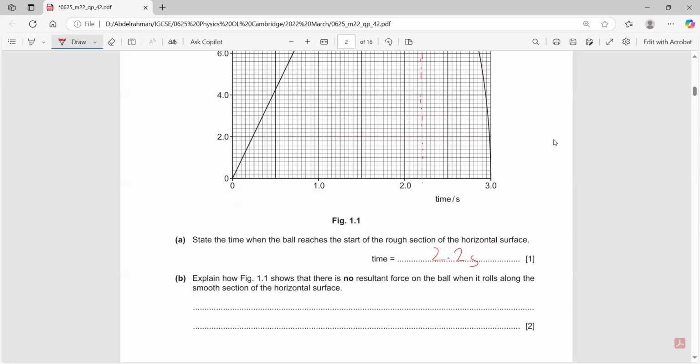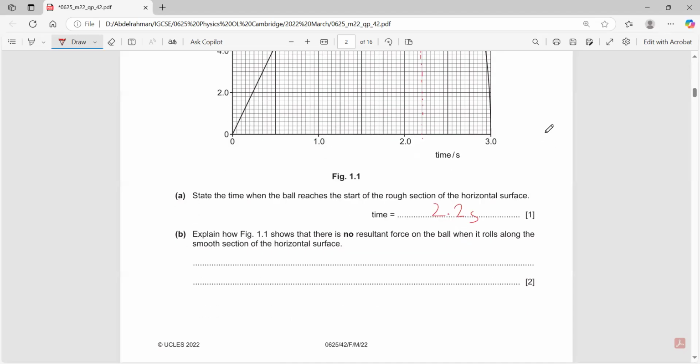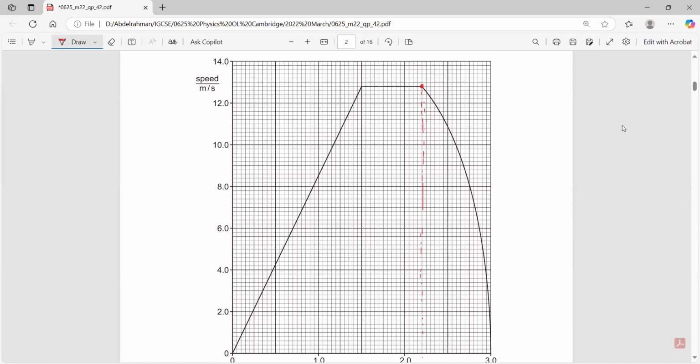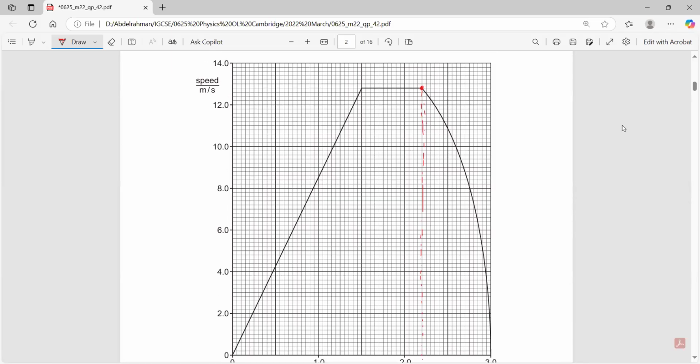Explain how figure 1.1 shows that there is no resultant force on the ball when it's rolling on the smooth surface. No resultant force. What does no resultant force mean? Again, let's recall. No resultant force means constant speed. From the graph, we can say that it is moving with a constant speed.